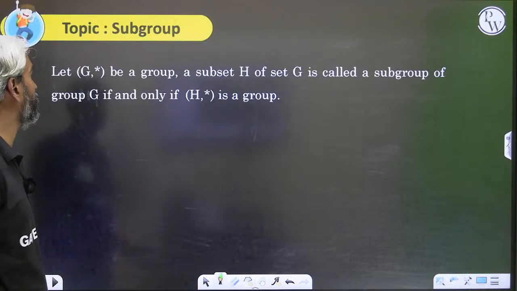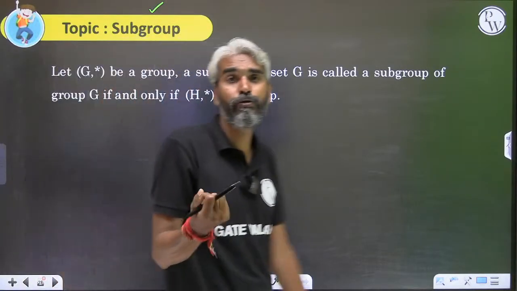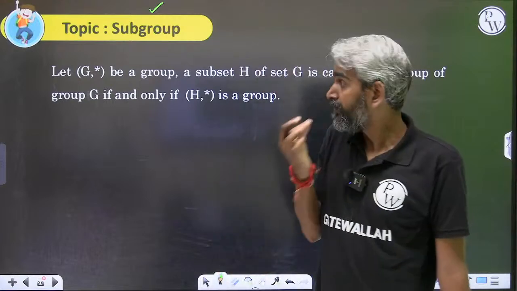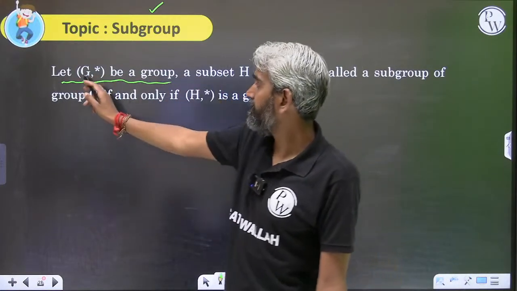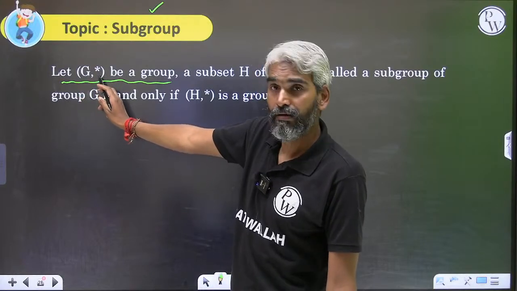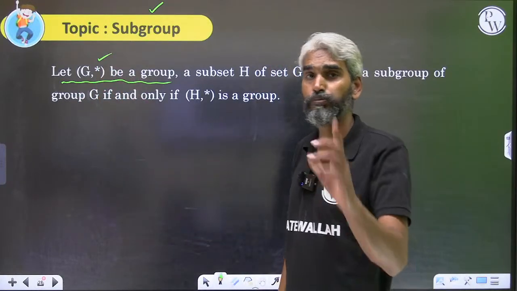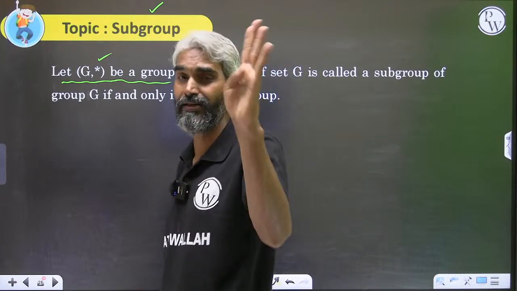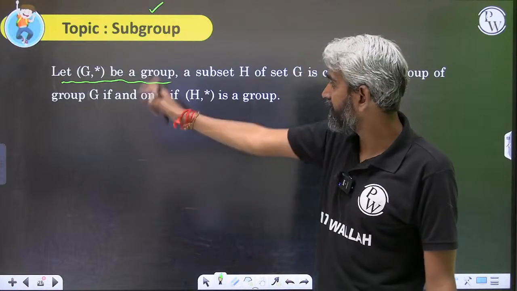Let's understand the concept of subgroup. The subgroup, we already know, must be related to the concept of subset. So let's assume G asterisk is a group. We know that elements of set G satisfy 4 properties with respect to binary operation asterisk: closure, associative, identity, and inverse. Then only this G can be a group. So let this G asterisk be a group.